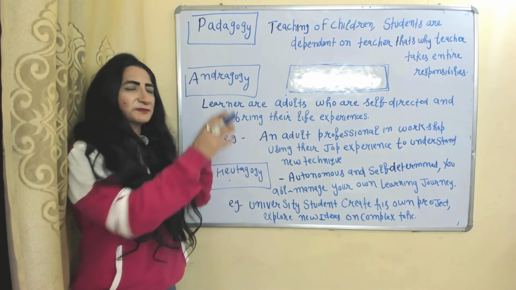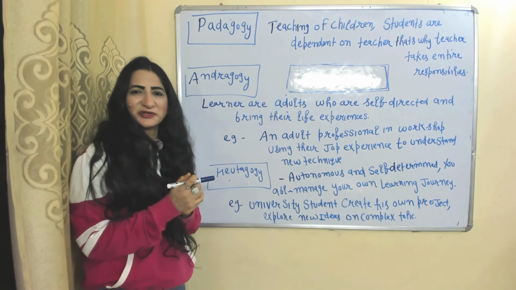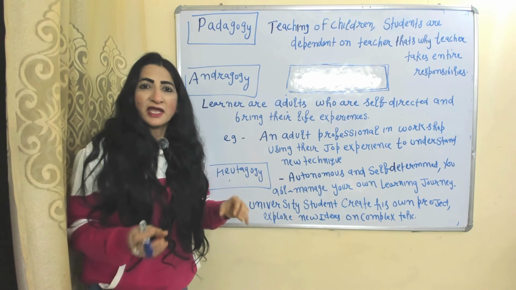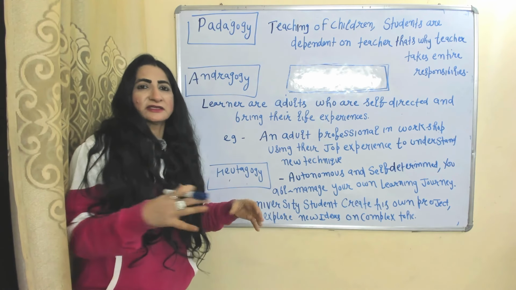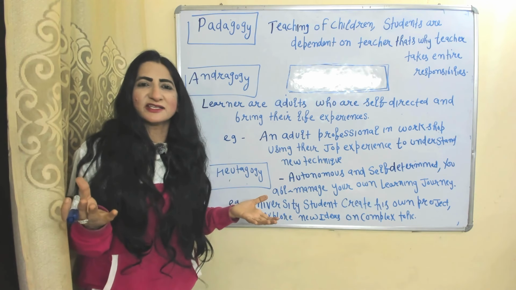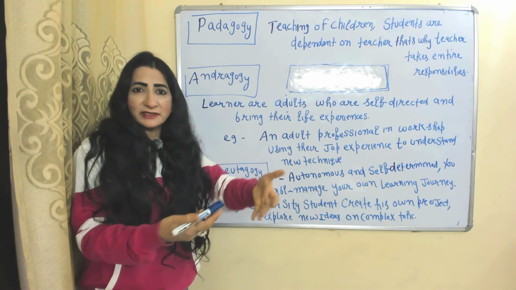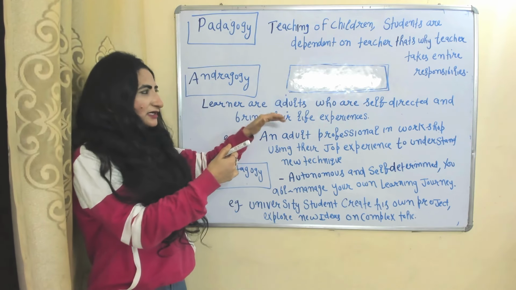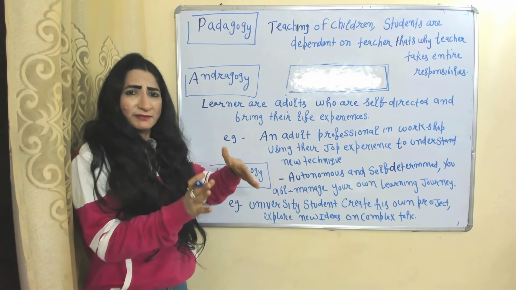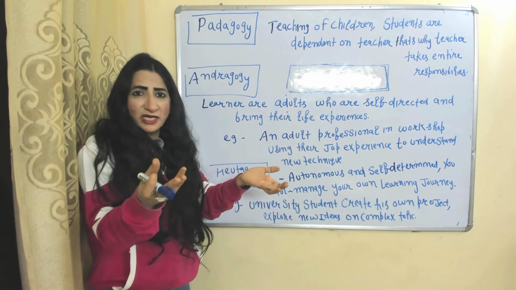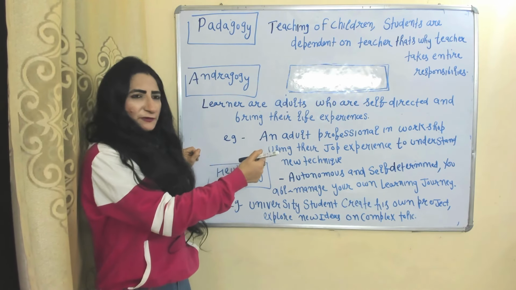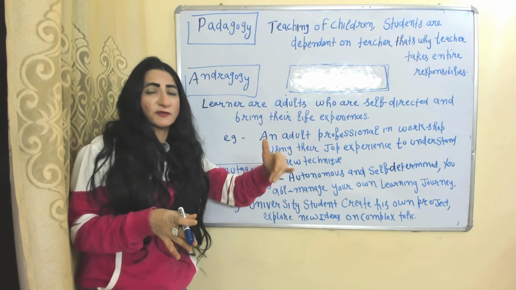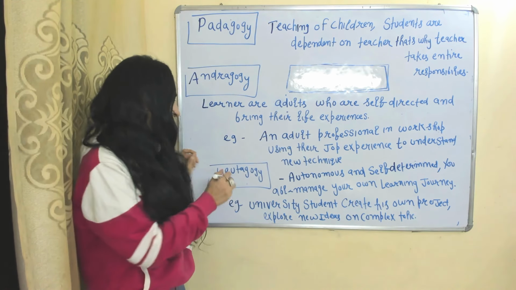Now we'll see what is pedagogy, andragogy and heutagogy. Pedagogy is teaching for children. Here students depend on the teacher. That's why the teacher takes entire responsibility. For example, a teacher teaching history in school. Andragogy, here learners are adults who are self-directed and bring their life experiences into education. For example, an adult professional in a workshop using their job experiences for learning a new technique.